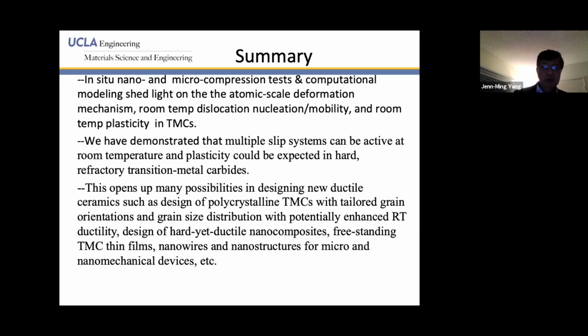The results really have opened many doors of possibilities in designing new ductile ceramics, such as the design of polycrystalline transition metal carbide with tailored grain orientation and grain size distribution with potentially enhanced room temperature ductility. We can design hard but ductile nanocomposites, freestanding transition metal carbide thin films, nanowires, and nanostructures for a variety of micro and nano-mechanical devices.